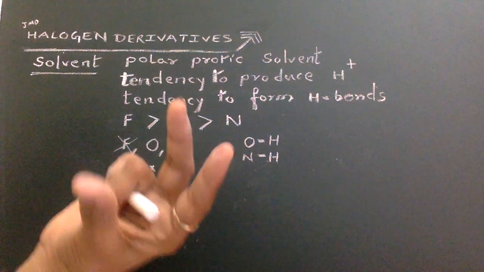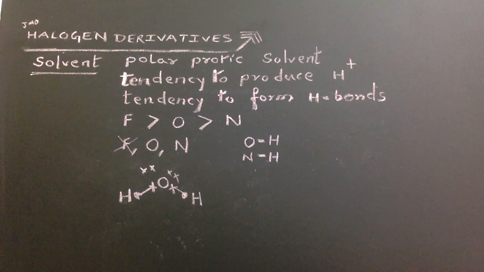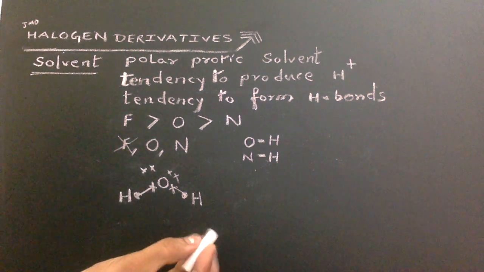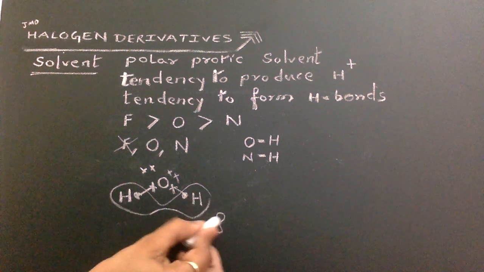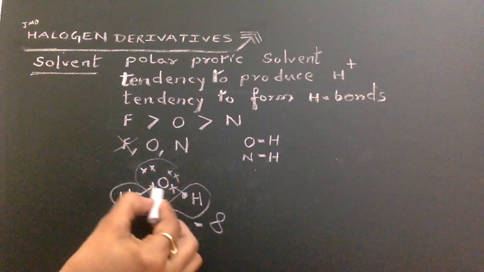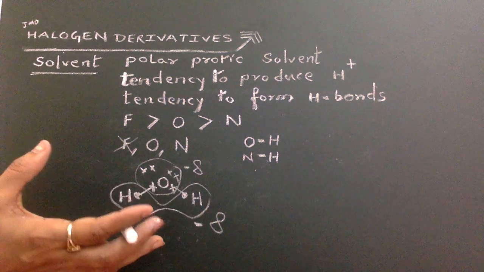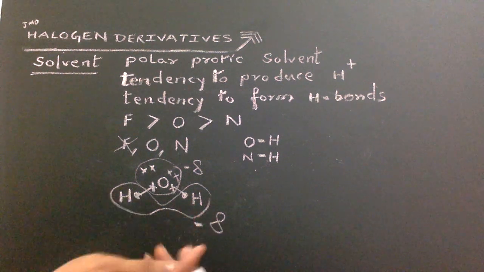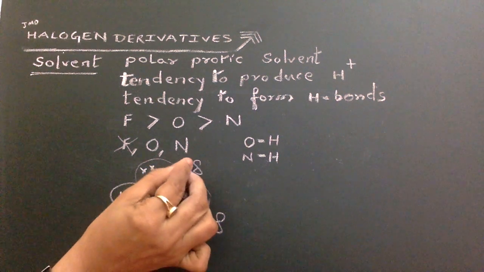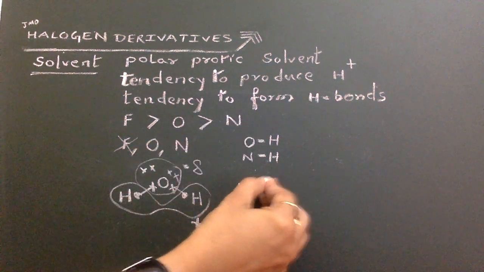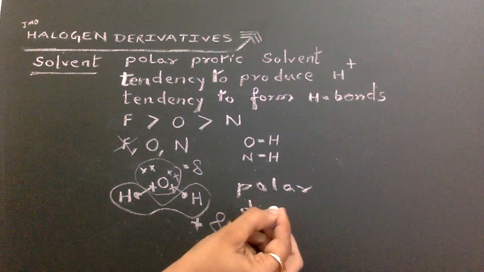A polar molecule is a molecule which has two types of charges, that is, one part of it is negative and one part is positive. If you look at water carefully, this hydrogen is the electropositive part of the molecule, and this oxygen is the electronegative part of the molecule, and hence water has both the charges. This is the partial positive charge of hydrogen, and this is the partial negative charge of oxygen, and hence I can say water is polar and water has a dipole.